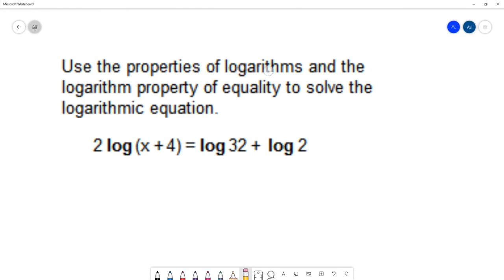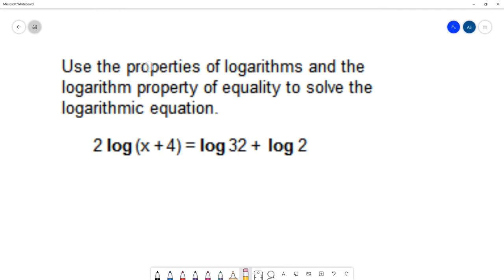Use the properties of logarithms and the logarithmic property of equality to solve the logarithmic equation. We have 2 log of x plus 4 equals log of 32 plus log of 2.